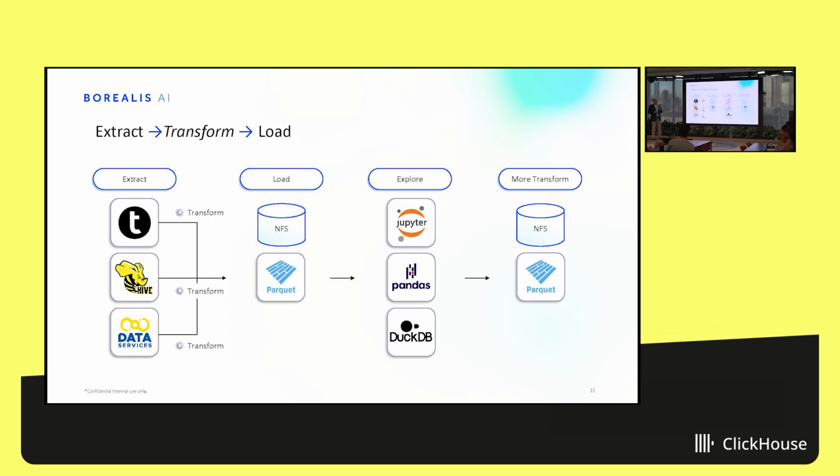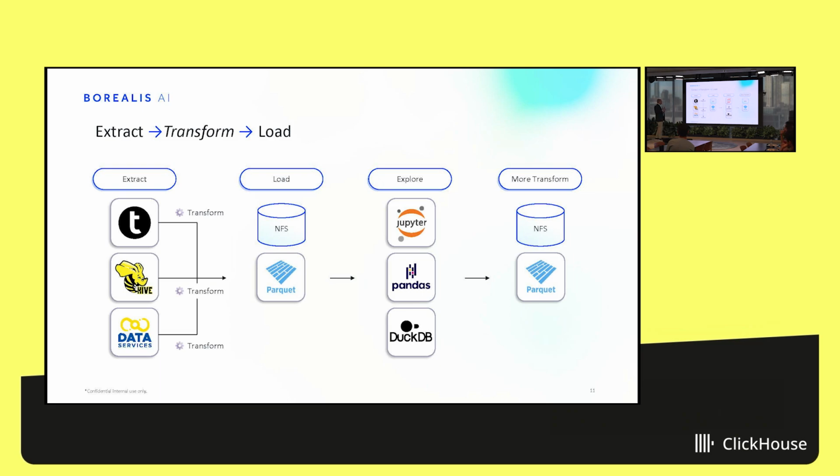So talking about the problem, the extract, transform, load problem versus the extract, load, transform problem that we were facing. I'll take you through what the problem was that we were facing and how we solved it by building an ecosystem around ClickHouse.